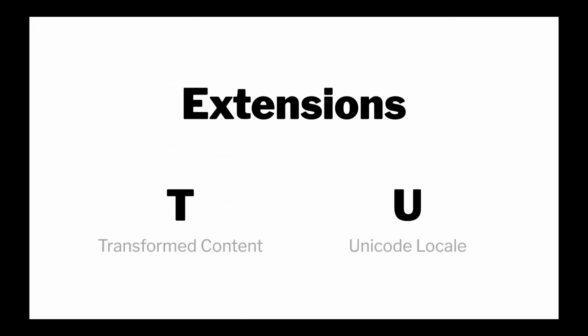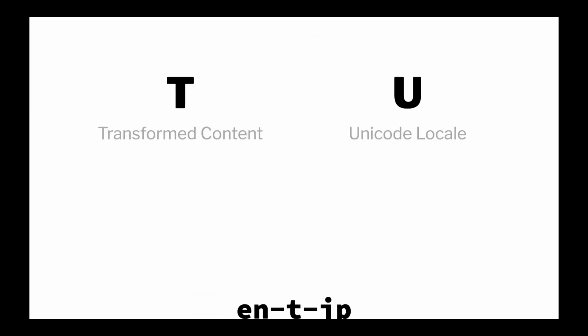Now there are some advanced locales as well, right? We have these extensions, two extensions, T for transformed content and U for Unicode. Probably you're not gonna use them. I haven't used them at all during all these years, but I think it's interesting to know that they exist.